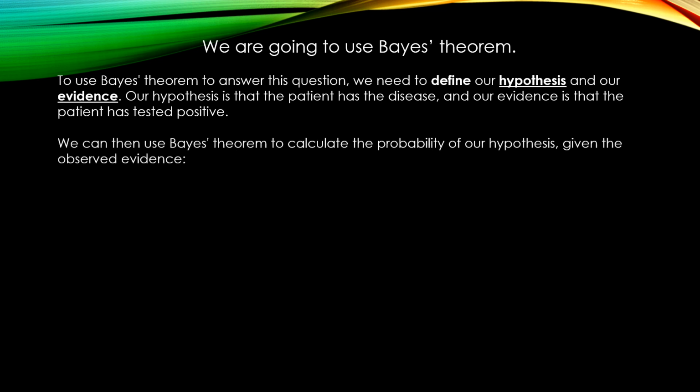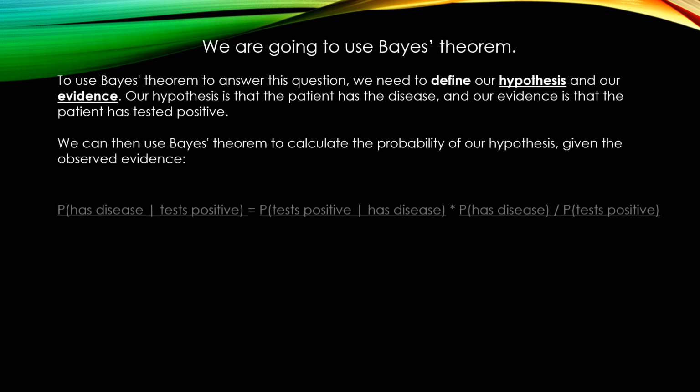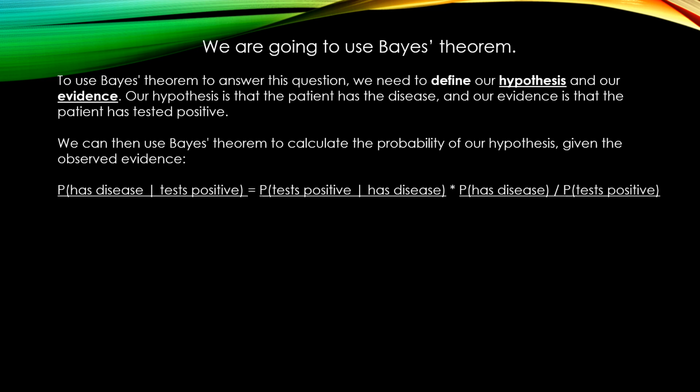So we can then use the Bayes theorem to calculate the probability of our hypothesis given the observed evidence. Cool. Let's see how this works. The probability that the patient actually has a disease, which is your hypothesis, given that the test, your evidence, that he tested positive, is equal to the likelihood or probability that you assume the patient has tested positive because they have the disease. I hope that makes sense.